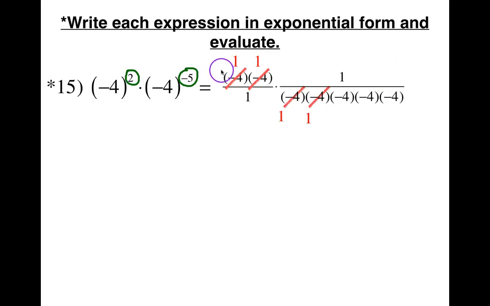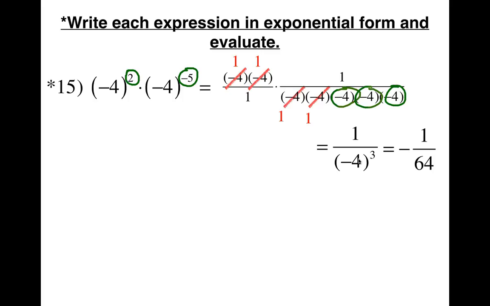So now, what am I left with in the numerator? I'm left with a 1. And how many negative 4s am I left with? Well, I'm left with 3. So that's going to be 1 over negative 4 cubed. Please, I can't stress enough, make sure you have those parentheses around the negative, because without them, it can really change the way that you would read it. So there's my exponential answer, but I also need to evaluate it. So it's going to be 1 over negative 64, which is the same as negative 1 over 64.